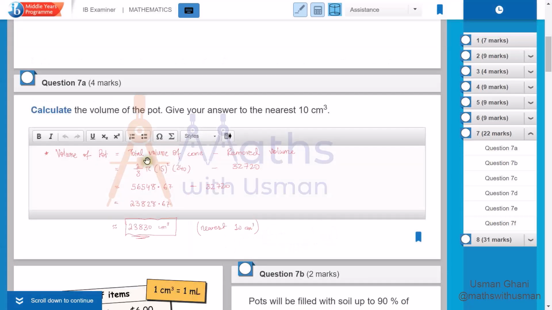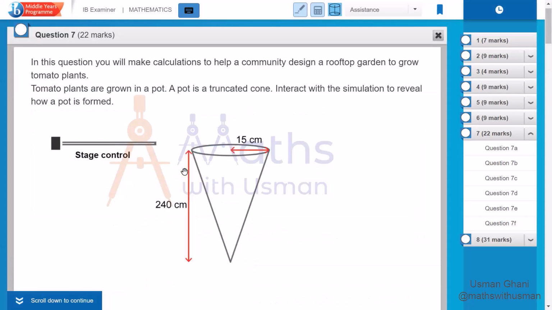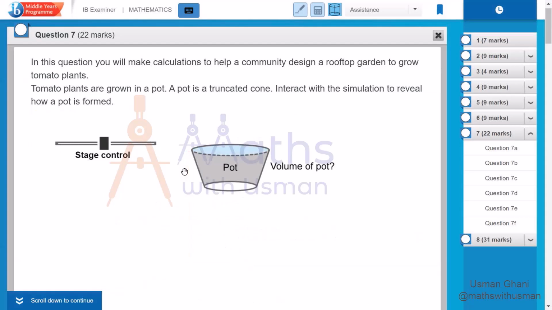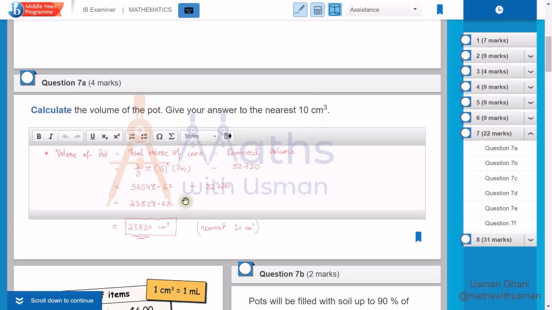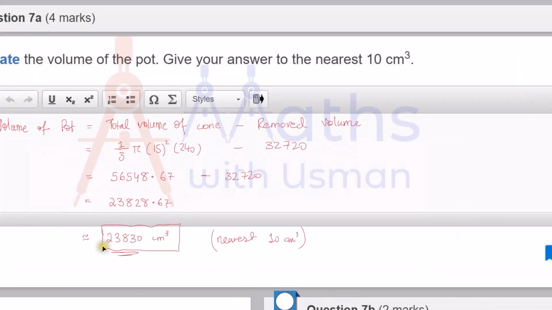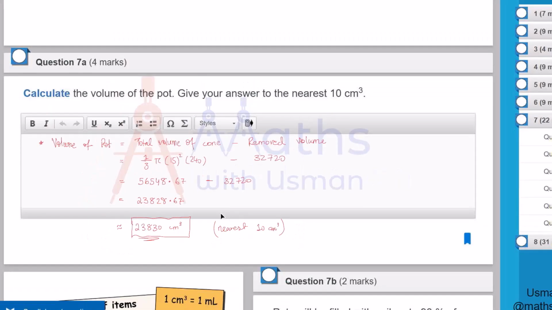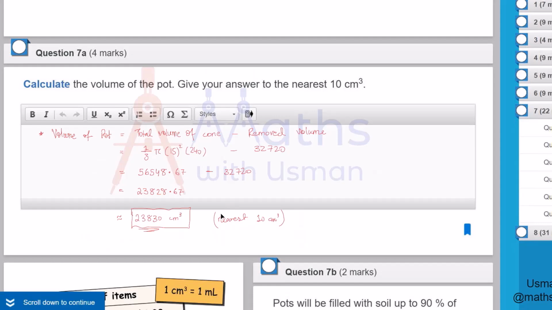Okay, so the total volume of the cone, which is 1/3 pi r squared h, where I know that the radius is 15 and the height is 240, minus 32720. So when I do all of that and I give my answer to the nearest 10 centimeter, it comes out to be this answer over here, which is 23830 to the nearest 10 centimeter, showing the non-rounded answer and then the rounded answer also. Okay, so moving on, I go to the next page.